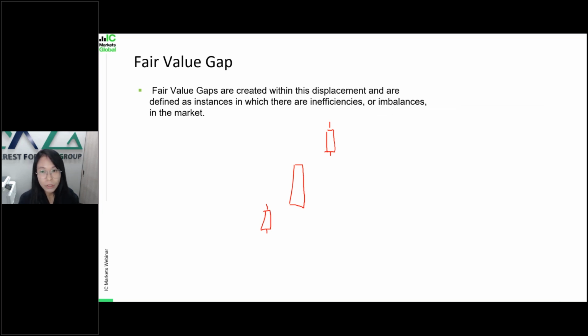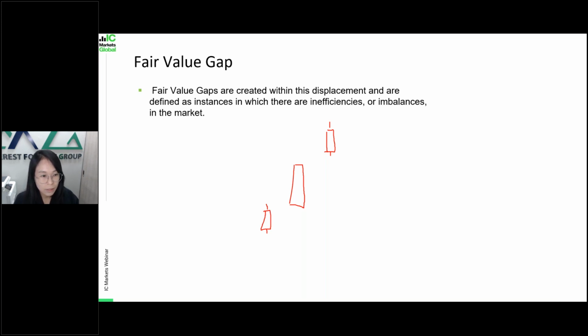And next we'll be looking at fair value gap. First up we have liquidity. After a price reaches a liquidity level and it reverses, what often comes next is displacement. Fair value gaps are created within these displacements, and are defined as instances in which there are inefficiencies or imbalances in the market.